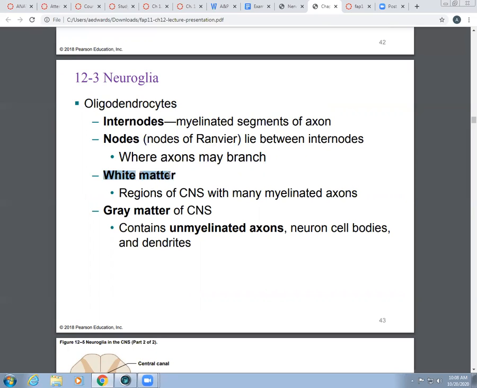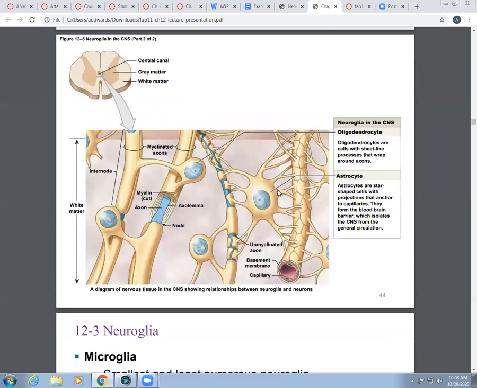All right, you have white matter and gray matter. So white matter, these are regions of your central nervous system with lots of myelinated axons. That's why they're white. Gray matter has the unmyelinated axons, as well as cell bodies of neurons and dendrites. Okay, so the white matter is white because of the myelin. Okay, so looking at this again, here's your oligodendrocyte, here's your myelin, so it's in your white matter.